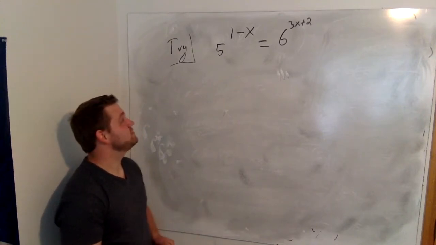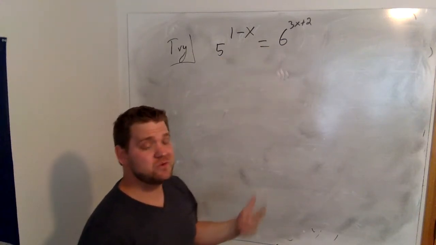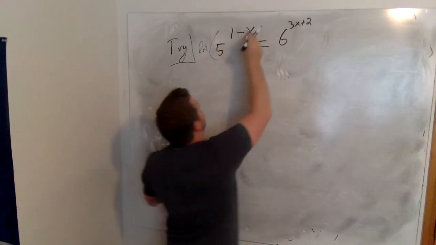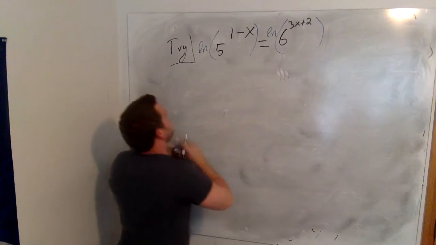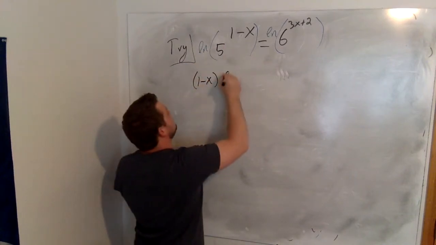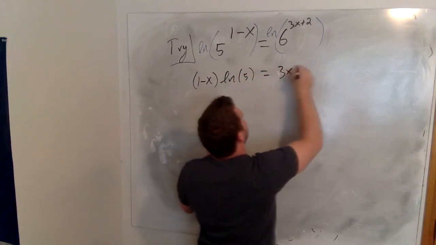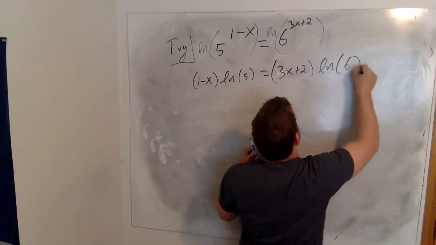Okay, let's do it. We have exponentials isolated on both sides. What can we do? We're going to take the natural log of both sides. We want to get those variables out of the exponents. And that's what logs allow us to do. So we'll bring the 1 minus x out front. Don't forget these parentheses. This is going to be equal to 3x plus 2 times the natural log of 6.